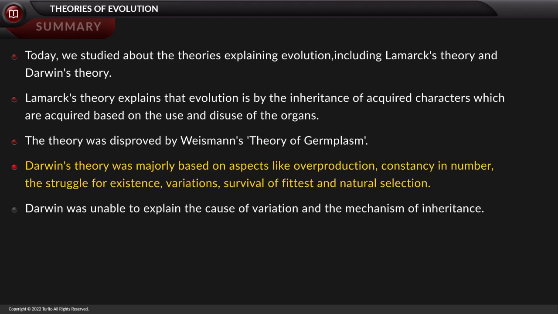Darwin's theory was majorly based on aspects like overproduction, constancy in number, the struggle for existence, variations, survival of the fittest, and natural selection. Darwin was unable to explain the cause of variation and the mechanism of inheritance.